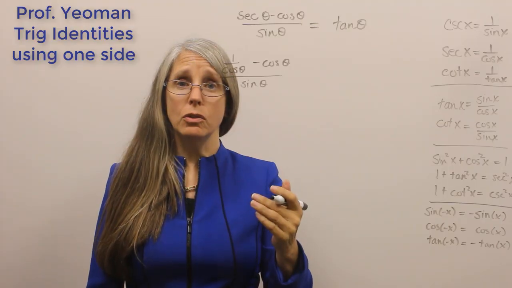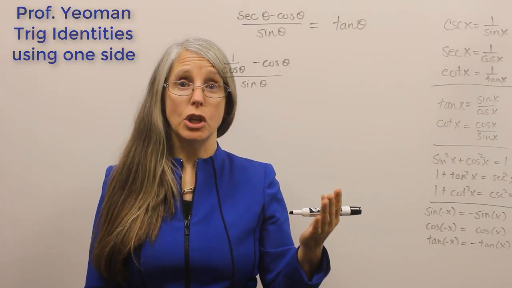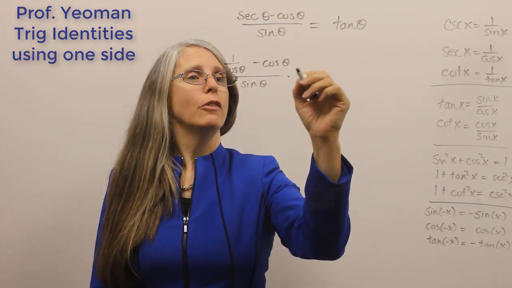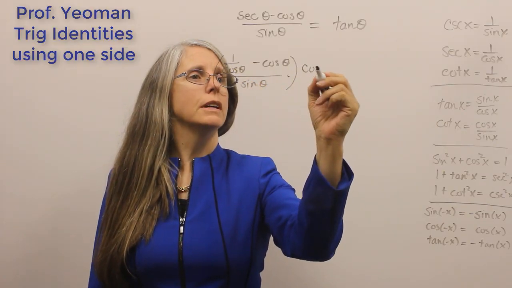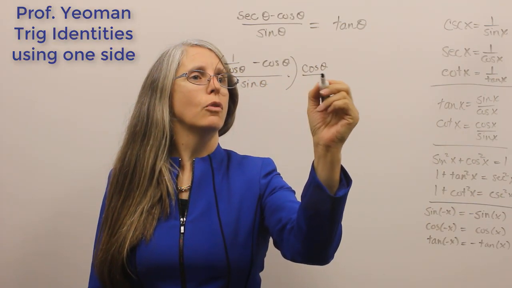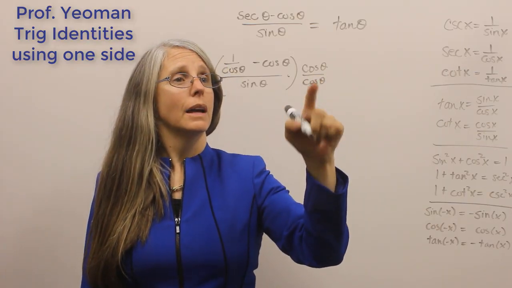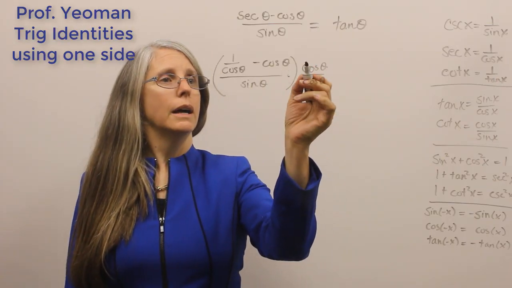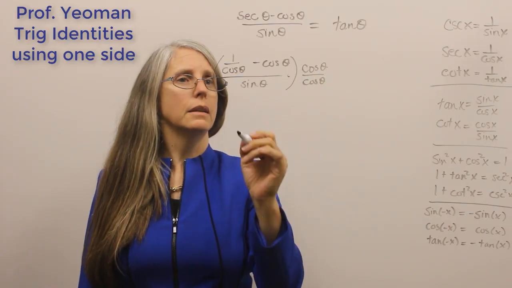But what I can do is multiply by 1. If I multiply by 1, I don't change anything, right? The form of 1 that I want to use here is cosine theta over cosine theta. That's the tricky part. I want to multiply top and bottom by cosine theta. So it will distribute through each of the terms in the numerator and in the denominator.